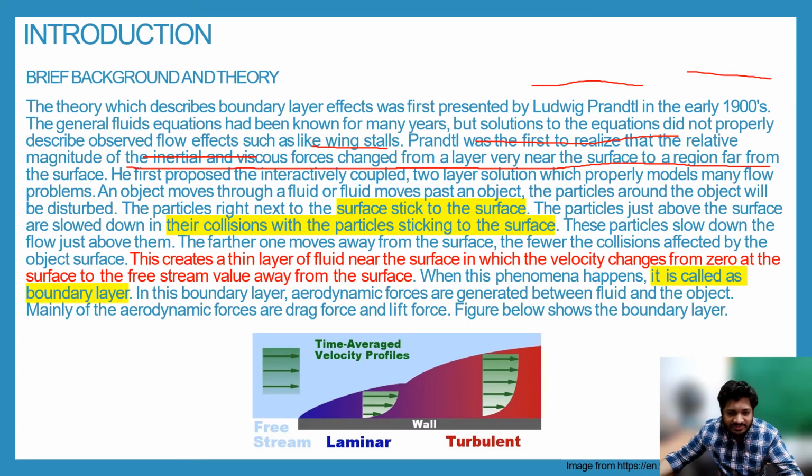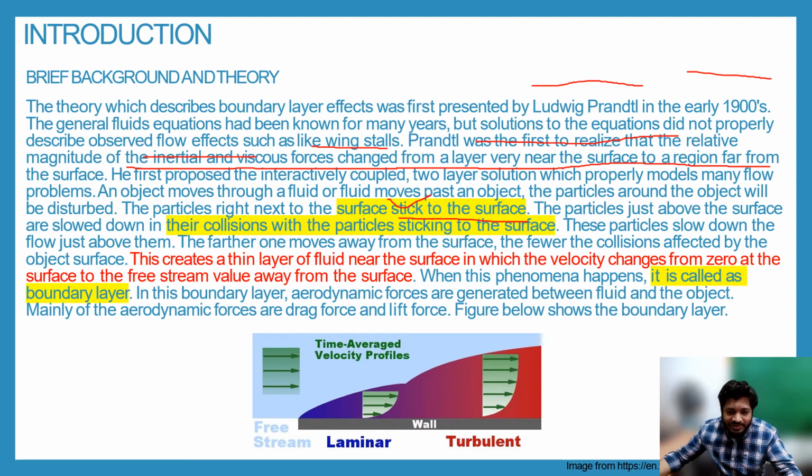The particles right next to the surface stick to the surface. If you have a plate and an upstream velocity, the particles near the surface will be attached to the surface. Exactly at that point the velocity will be equal to 0 because the particles stick to the surface. The particles just above the surface are slowed down because of their collisions, or due to viscous effects. These particles slow down the flow above them, so the flow is slowed down because of the viscous effects generated from the particles which are stopped.